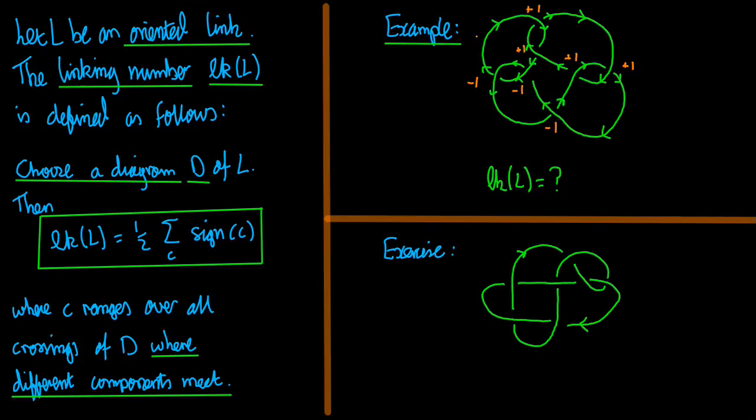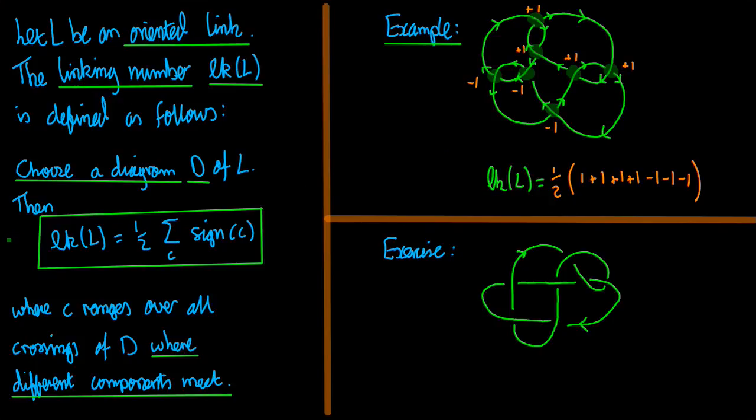Okay, so here are all the signs, and so I feel like the linking number ought to be 1/2 of the sum of the signs of the crossings, which would be 1, 1, 1, 1, minus 1, minus 1, minus 1. So 4 plus 1s and 3 minus 1s. Let's count them carefully. 1, 2, 3, 4 plus 1s, and 1, 2, 3 minus 1s.